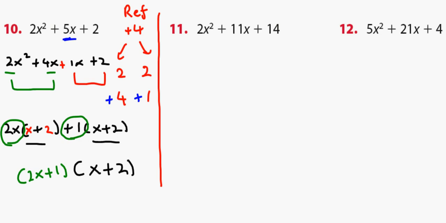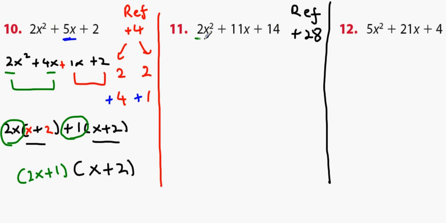Okay, next part. We're going to get the reference number, and the reference number is going to be plus 28, purely because 2 multiplied by 14 gives you plus 28. Now we've got to break 28 into its factors: 2 and 14, plus 2 and plus 14. However, when they add together, they give you 16, not 11. So we can try 7 and 4, plus 7 and plus 4.